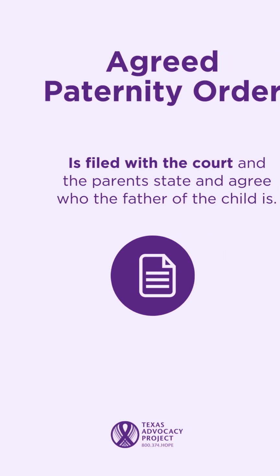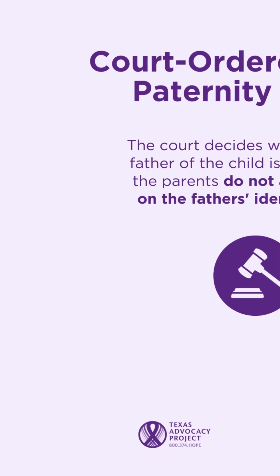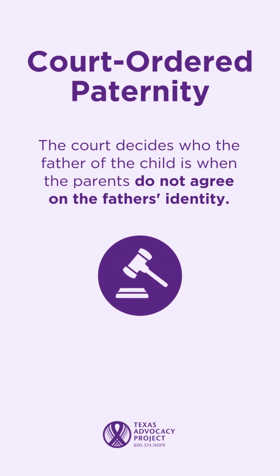An agreed paternity order is filed with the court. In an agreed paternity order, the parents state and agree who the father of the child is. In a court-ordered paternity order, the court decides who the father of the child is when the parents do not agree on the father's identity.